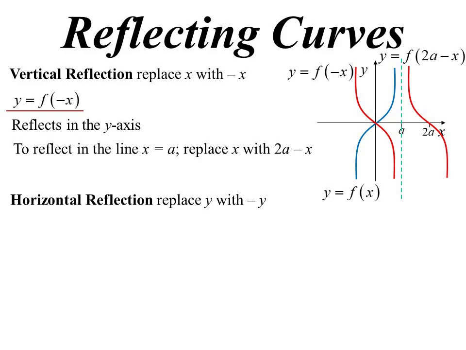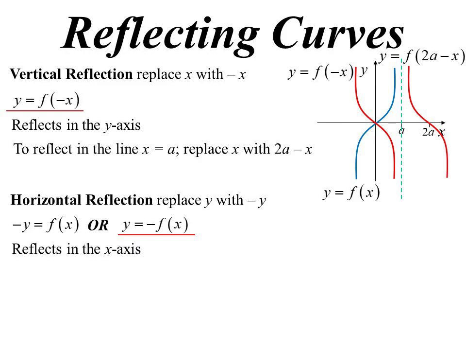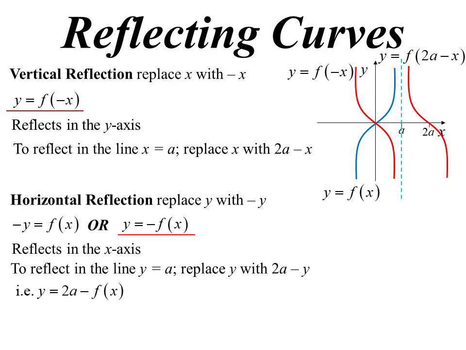Horizontally, then we would replace y with negative y, because now it's the range that's changing. So it'd be negative y is equal to function x, or we'd probably more often see it as y equals negative function x. And again, that reflects in the x-axis. If I wanted to reflect in a different horizontal line, same idea. Instead of replacing with negative y, I'll replace with 2a minus y.